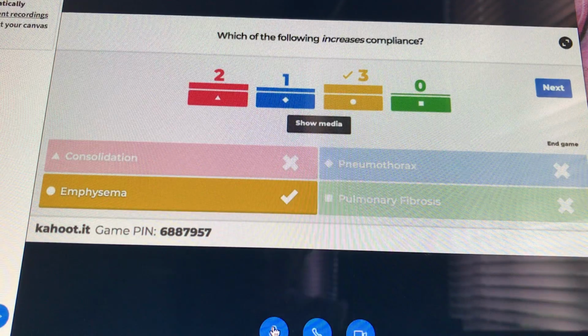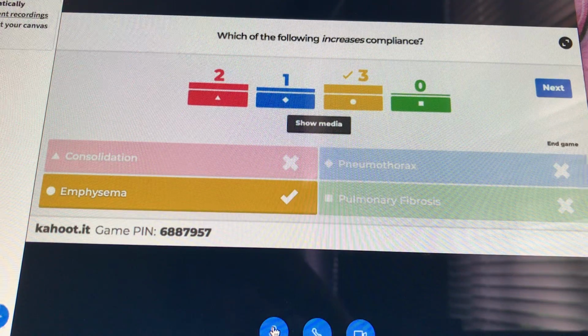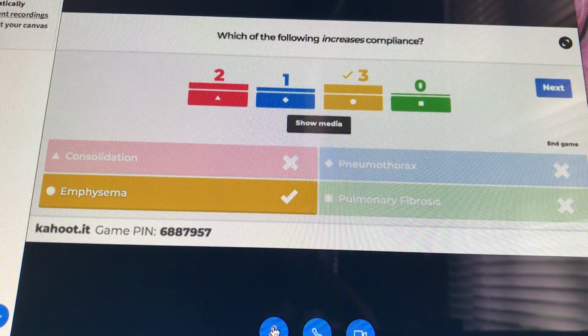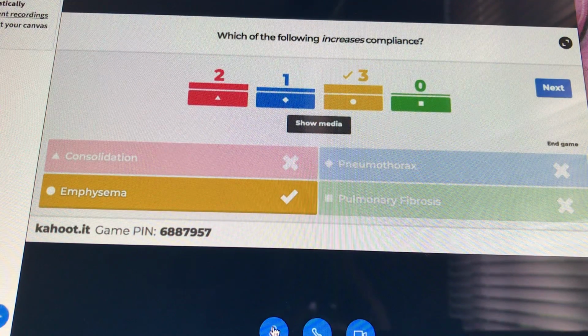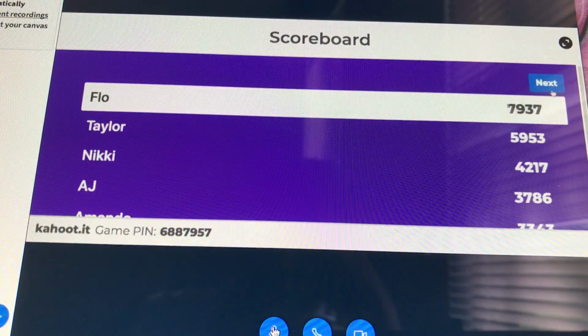You can't, right? It's not actually asking anything specific enough about that disease process to where you could distinguish one from the other. So if they all act the same way, you can't pick between consolidation or pneumo or pulmonary fibrosis. So it's got to be the one that acts differently, which is emphysema. Or, of course, you could just recall that emphysema is an obstructive disease, and obstructive diseases cause an increase in compliance. So you could go about answering that question in two different ways. Probably more, depending on how your brain works.